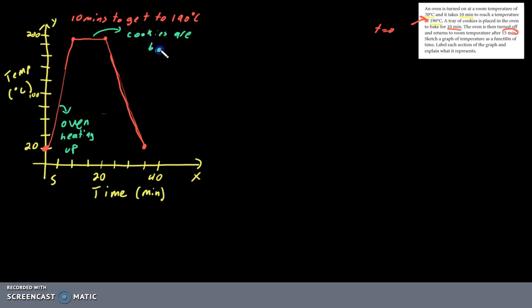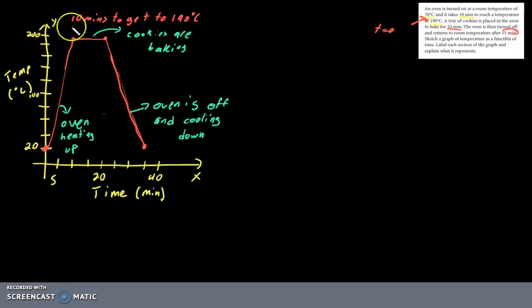We would never put the cookies in while the oven is preheating or heating up. We would only put the cookies in when it's at our desired temperature. Cookies are out at this point, and now our oven is off. And cooling down. Oh, let's spell cooling right, hey? Cooling down. That's it. Okay.